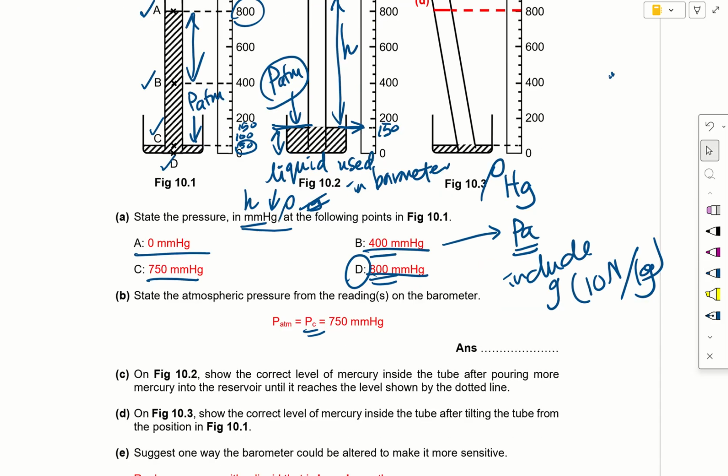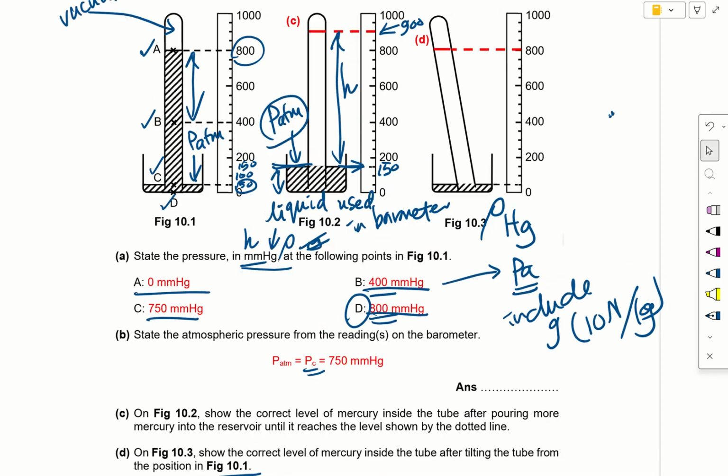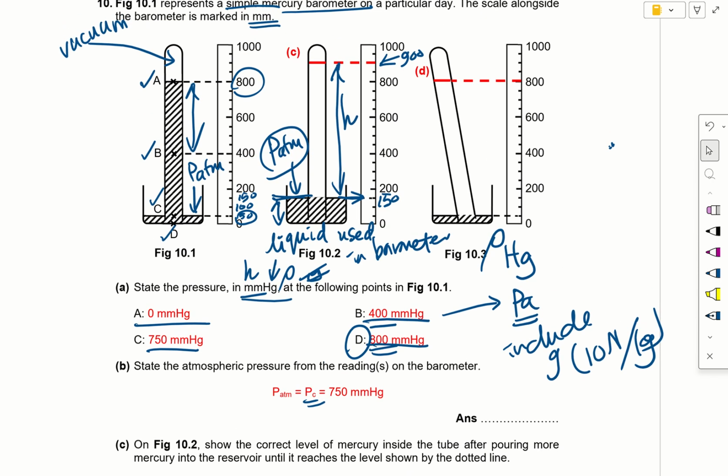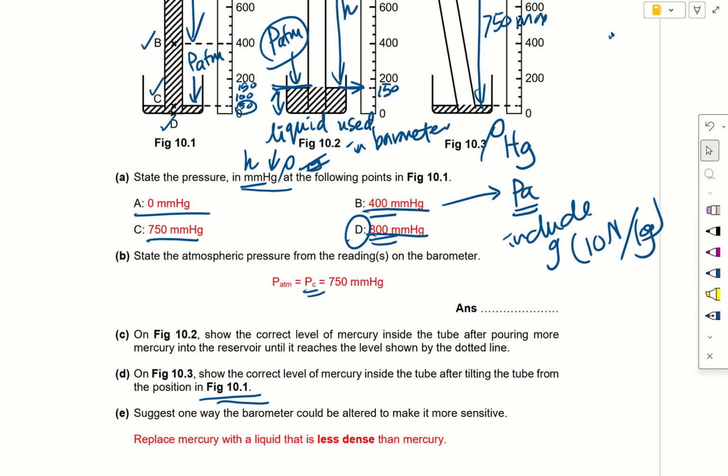Now figure 10.3 shows the correct level inside the tube after tilting the tube from the position in 10.1. We have to look back at 10.1, and you know that even if I tilt it, it will still go to the height of 750. So tilting doesn't change the atmospheric pressure.